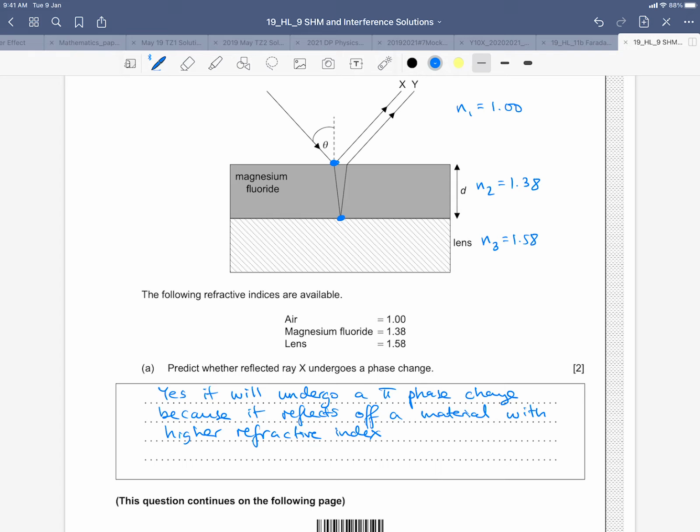Okay, just wanted to note, take a look at this point down here at the second layer. You actually also get a pi phase change. So Y is also going to undergo a pi phase change when it reflects off the second layer, and that's going to be important in one of the following questions. So be aware of that.